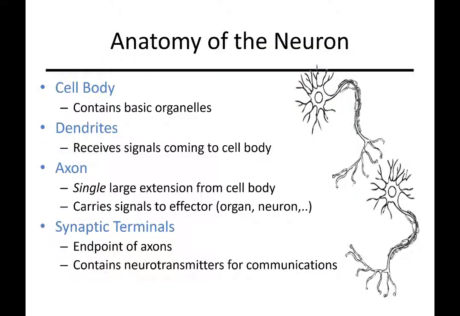So we have the cell body. That's this area here. There's the cell body in that one. Dendrites radiate off the cell body. They're going to receive the signal. The axon is this single one coming down. This one also has the myelin sheaths on it. And then the synaptic terminals are the little endpoints that are going to actually release a neurotransmitter.